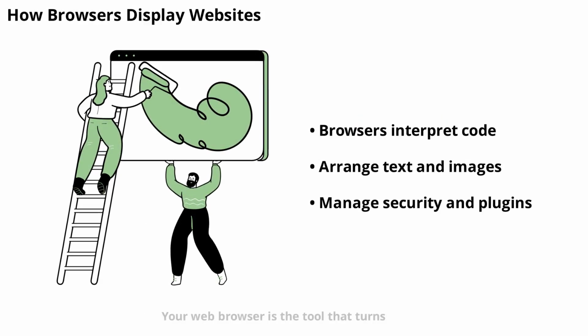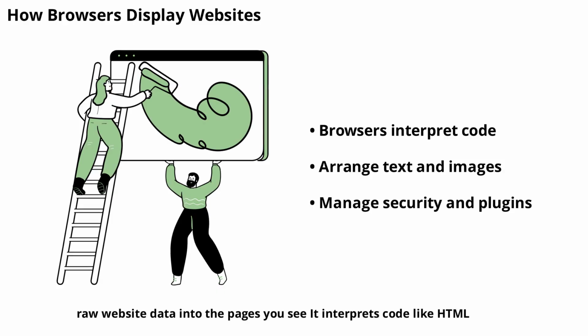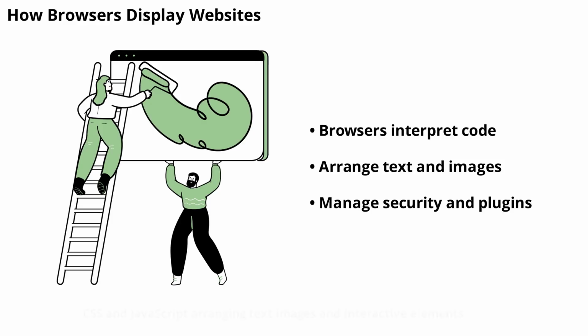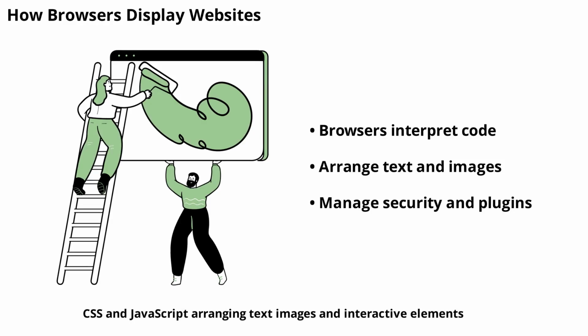Your web browser is the tool that turns raw website data into the pages you see. It interprets code like HTML, CSS, and JavaScript, arranging text, images, and interactive elements. Browsers also manage security, cookies, and plugins, making your online experience smooth and safe.